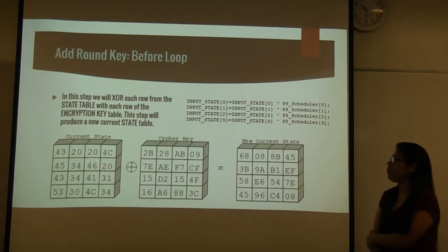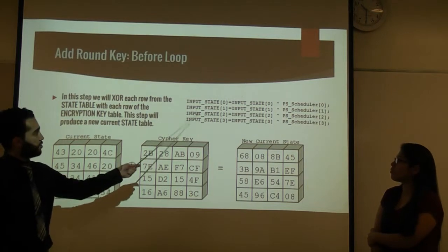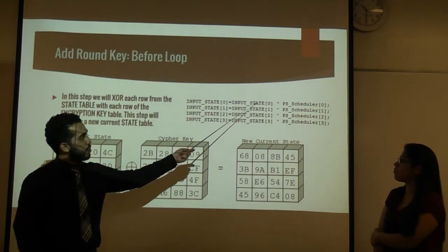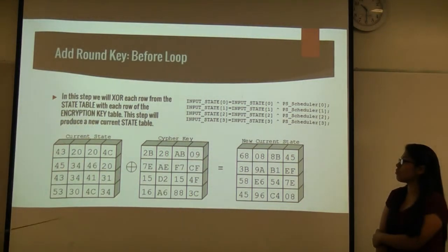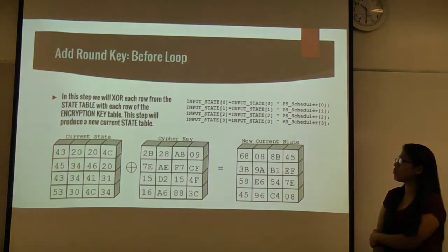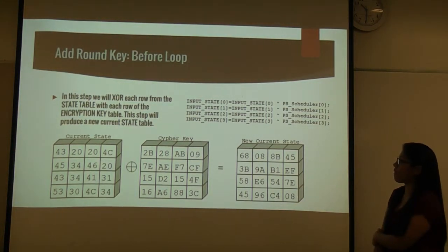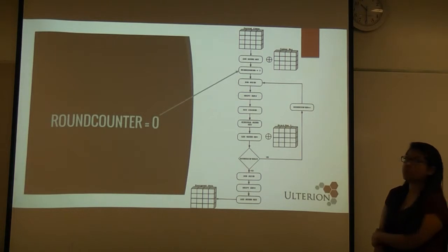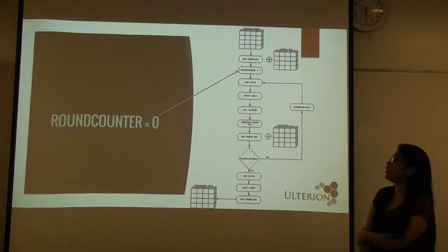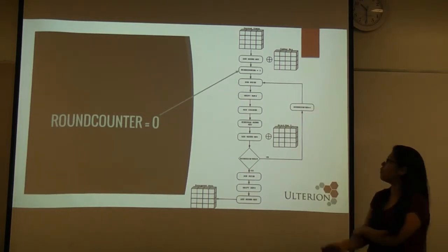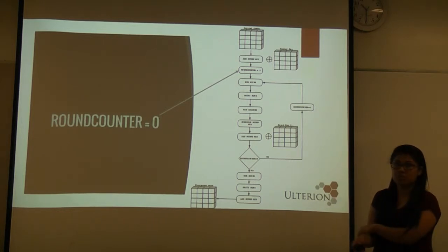In Verilog, the way that we implement it is we have your input state. We're going to XOR each of the rows with the current key and just assign it back to the input state. So that's step one. Yes. We set our counter to 0 because we're going to be going through this loop 9 times.